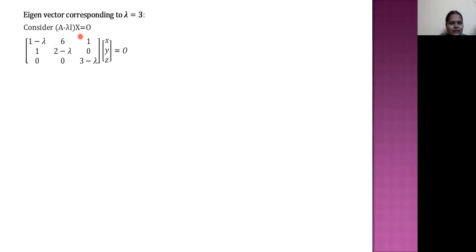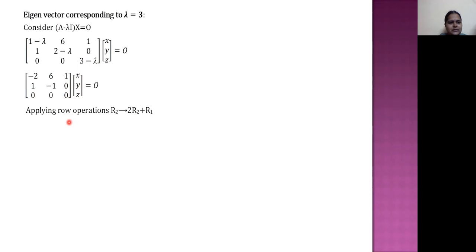Now let us find the eigenvector corresponding to lambda equal to 3. To find the eigenvector, we have to take A minus lambda I into x equal to 0. So that we have taken by the definition. A minus lambda I we have written in the previous page that I have copied, and x is the eigenvector with the unknowns x, y, z. Next, lambda equal to 3 we have to substitute here. Then 1 minus 3 becomes minus 2, 6, 1. Then 1, 2 minus 3 becomes minus 1, 0. Next 0, 0, 3 minus lambda.